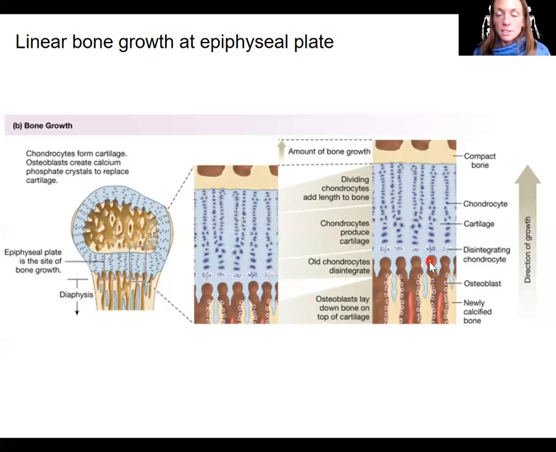What that means is they continue to lay down collagen as well as allow for the deposition of calcium phosphate. So laying down bone here. And then this continues, right? More cartilage, more chondrocytes are dividing to add length. So the bone grows longer.